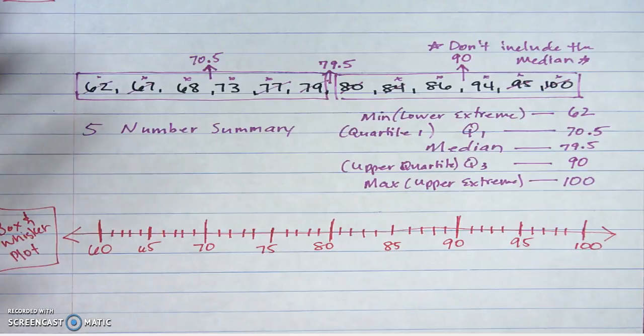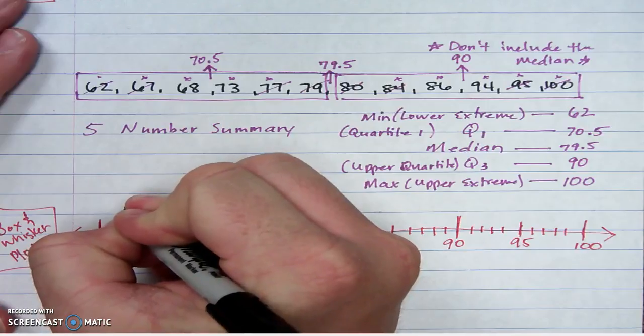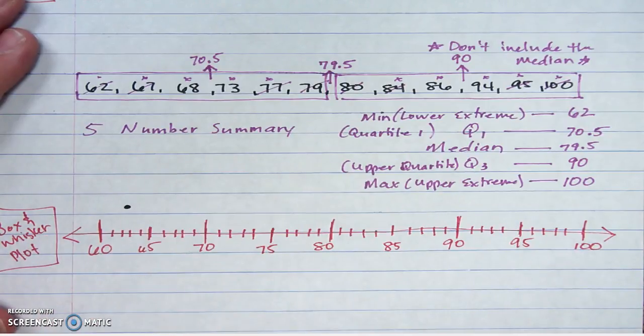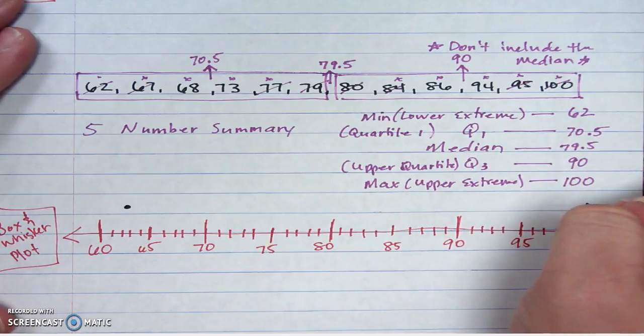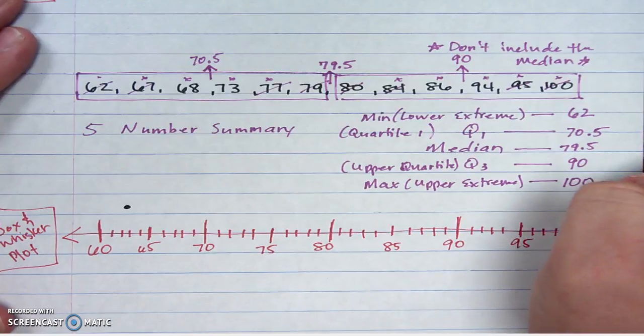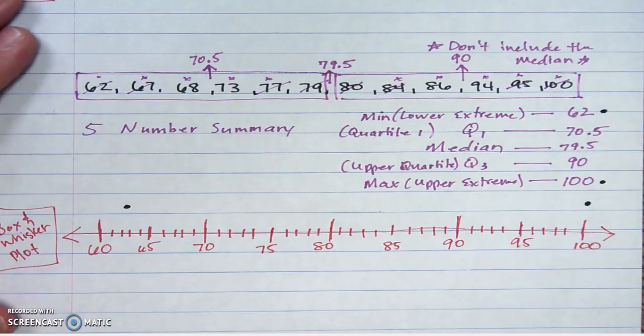We're going to start by plotting the minimum, or the lower extreme, and the maximum, the upper extreme. And we plot these with the dots. So 62, I'm going to come above the number line, not on the number line, above the number line. 62 is my minimum. 100 is my maximum. Okay, so 62 and 100 get dots. The other guys get lines.